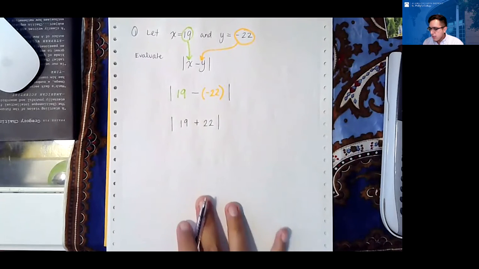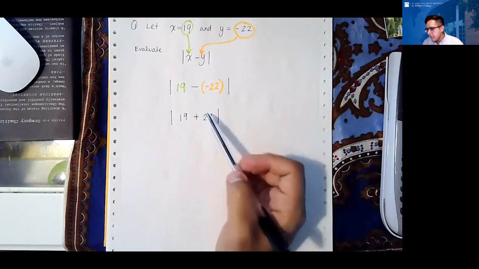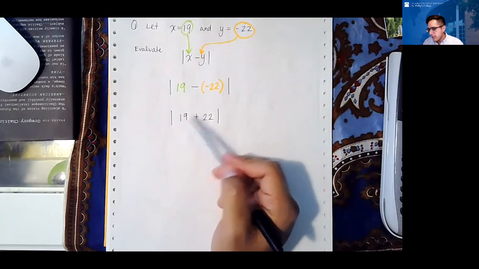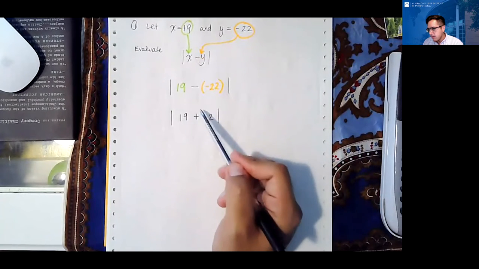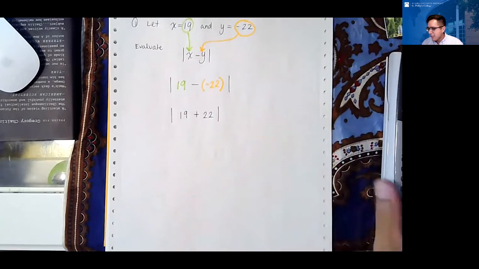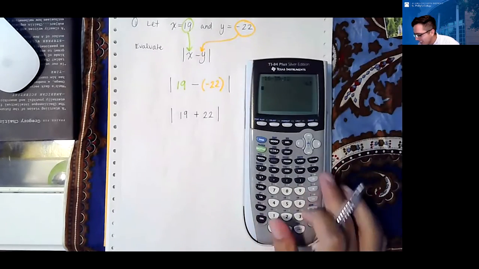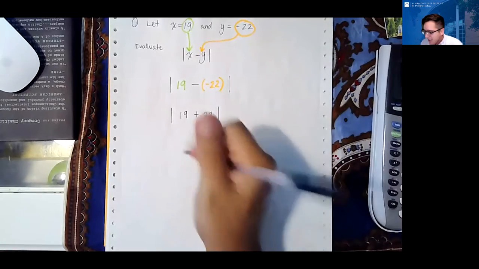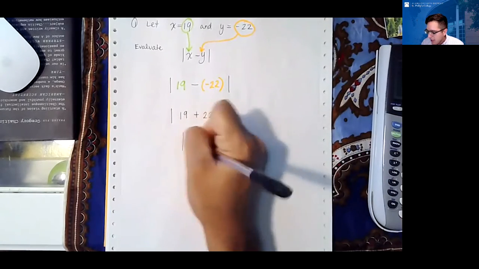So 19 plus 22 should be, that's 11, one up, that's 20, that's, what is it? 41? Let me double check that. It's always good to double check. 41. So we have the absolute value of 41.